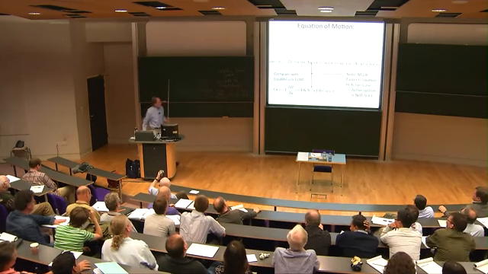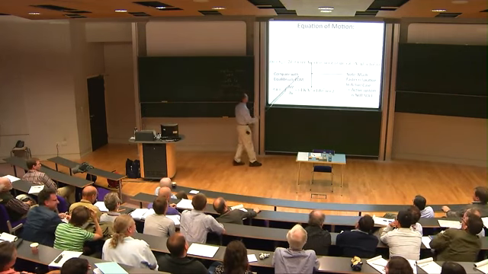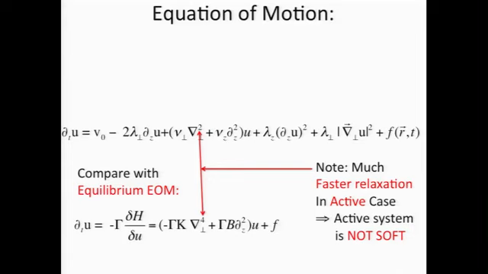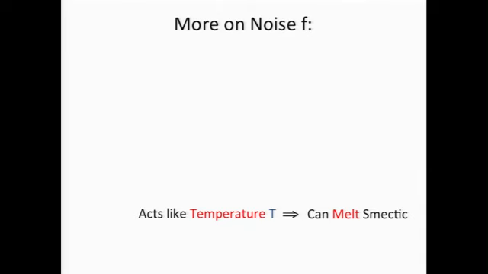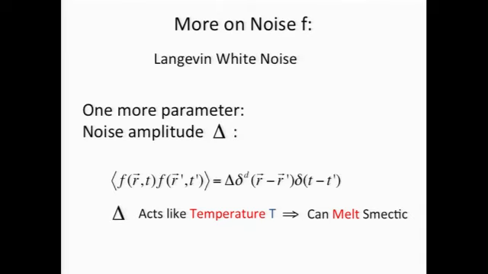Okay. All right. So why is this? What is it about an active system that makes it possible to get this, whereas in an equilibrium system you can only get that? Well, there's two answers to that. Never mind the noise. The noise is a Langevin white noise, just in case you're wondering.